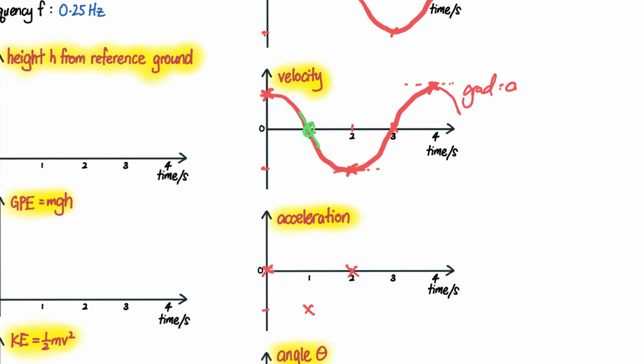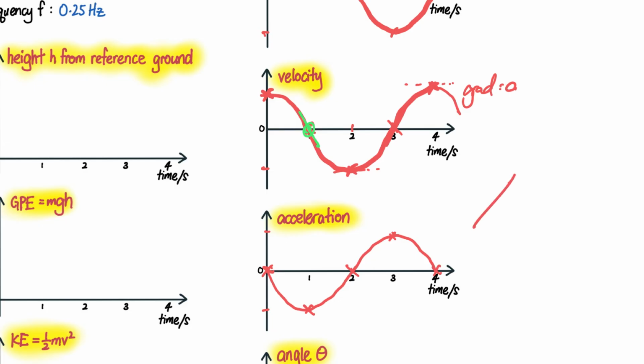And then at 3 seconds, the acceleration will be the greatest because the gradient at this point is the steepest. So it's over here. And lastly, when it goes back to your point B, once again, there's no gradient, there's no acceleration. So the acceleration graph will actually look like this.